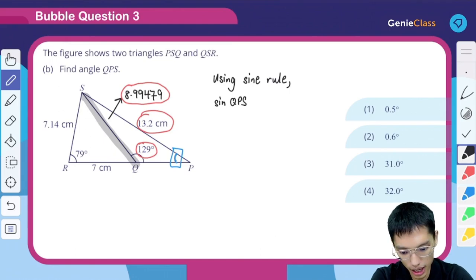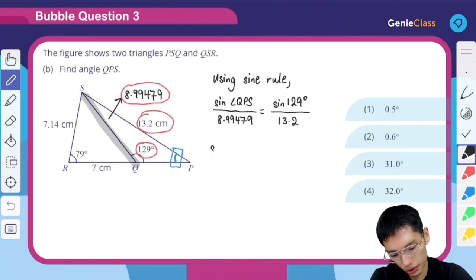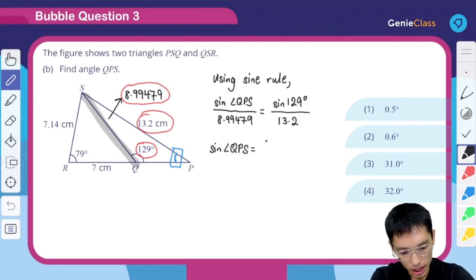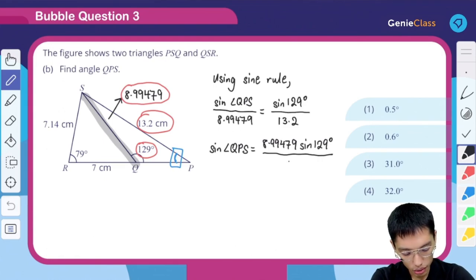So sine of QPS over the side 8.99479 is equals to sine of 129 over 13.2. Solving for sine of QPS. Okay, some of you may have just stopped over here as such. Remember to include all my decimals. Sine of 129 degrees over 13.2. Okay, this is equals to 0.52956. Now, some of you have your workings here.